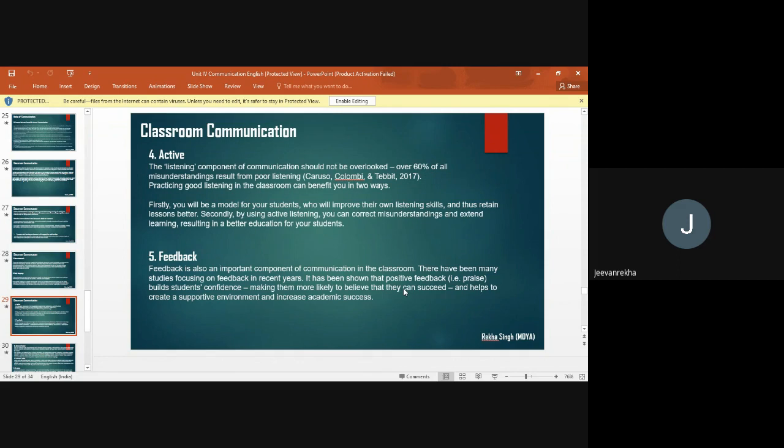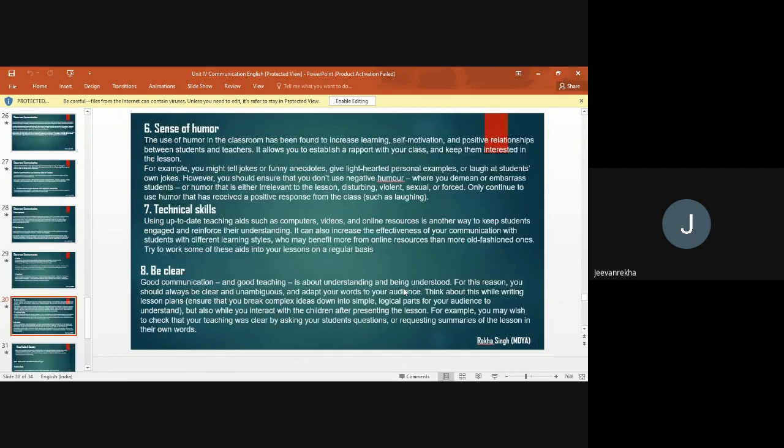Don't give any negative feedback about anybody because you will bring down their moral support, you will bring down the confidence of that student. So always be positive and give positive feedback about your students. And these are the good factors about good teachers. Six is sense of humor. Sense of humor should be there in your teaching.